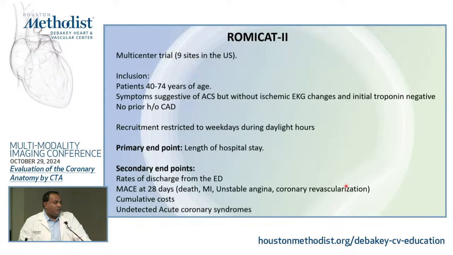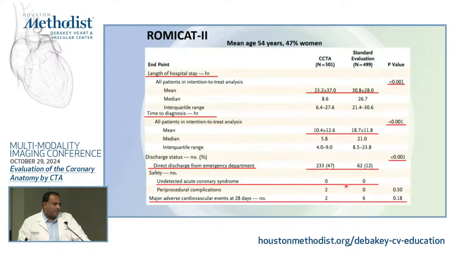It was a multi-center trial, and the primary endpoint was length of hospital stay with some secondary endpoints, including rates of discharge from the ER, major adverse cardiac events just up to 28 days, and the costs. Length of hospital stay, which was the primary endpoint, was significantly reduced by about 7.8 hours in the CT group versus the standard evaluation. That makes sense. Negative predictive value of CT is excellent. It's normal. You send them home.